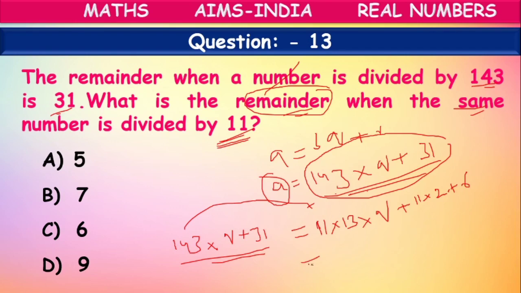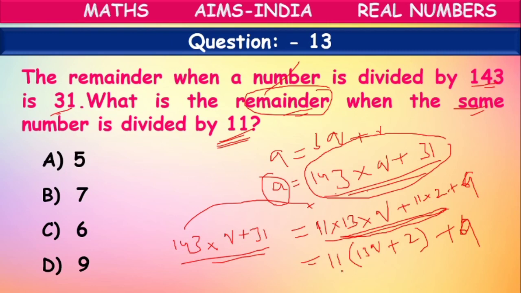Okay. Now, from these two, if I take 11 common, here 13Q will be remaining, plus 11 if I take common, here 2 will be remaining. From these two I have to take 11 common, plus 9 we can keep. Sorry children, here 11 2s are 22 plus 9, 31. So 9 is remaining separate. 11 we have taken common, this is remaining, 9 is remaining separate.